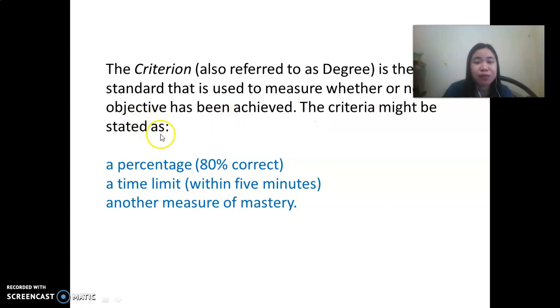So, the criteria might be stated as a percentage like 80% correct, or a time limit within 5 minutes, or another measure of mastery. Okay, so, ano pa dito yung example, iba pang example. So, we will know that later on. So, yun siya. Again, let us repeat.